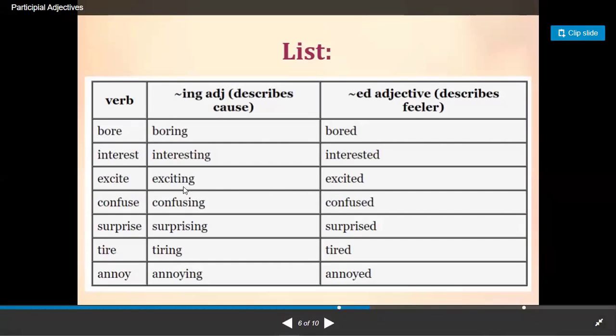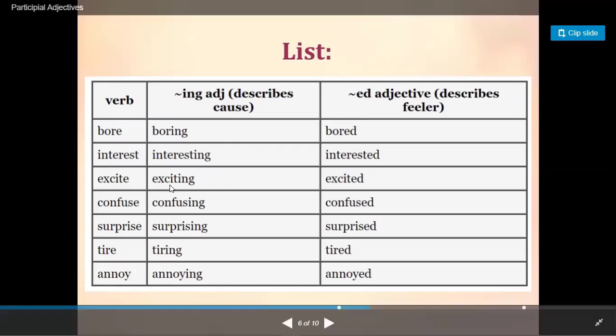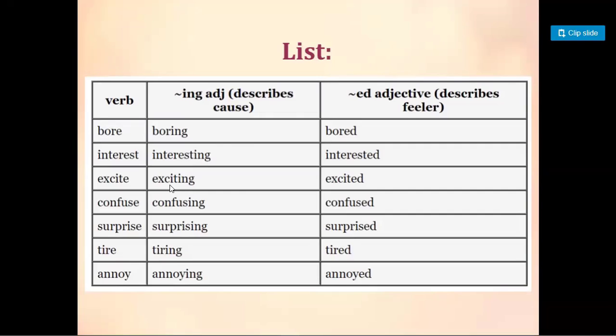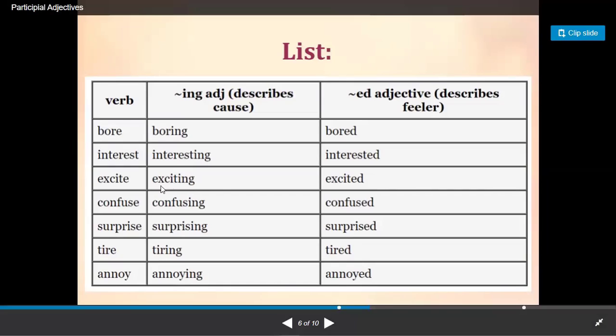Now, Aisha, please unmute yourself. What is this verb and what are its adjectives? And then make a sentence with exciting. Sir, excite, exciting and excited. Now, make a sentence of your own with this word exciting. Sir, on which word? Exciting, this word exciting, the ing participle, present participle, you may call it.